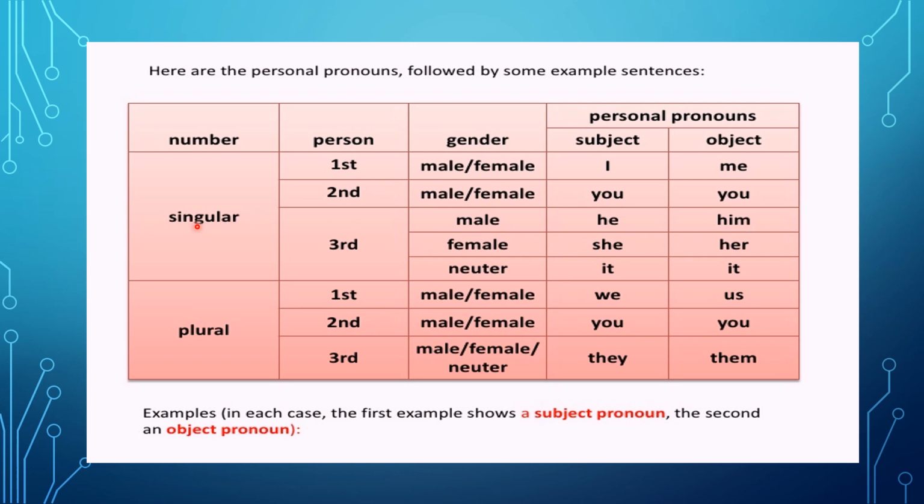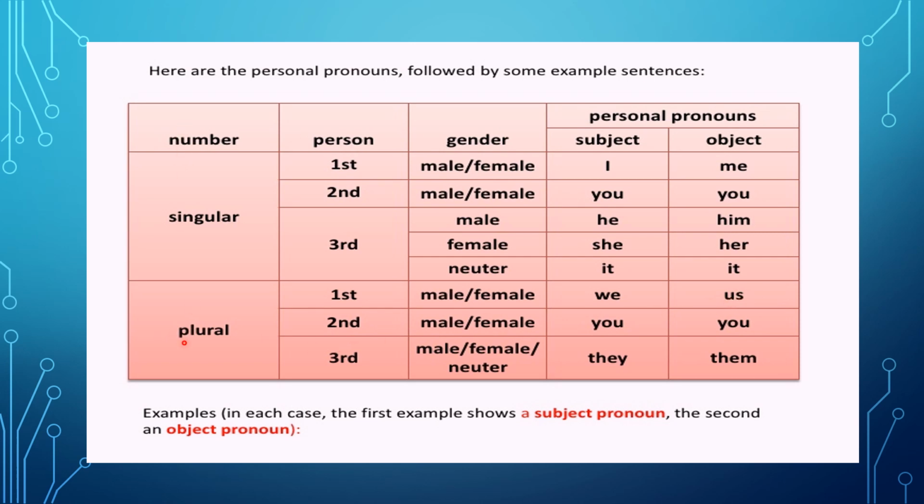Then again, number, singular, third person, female, subject she or subjective, and objective or object will be her. Number, singular, third person, neuter gender, subjective or subject it. Again, object or objective is it. Personal pronouns, number, plural, first person, gender, male, female, subjective is we or subject, you can say we, object or objective us.